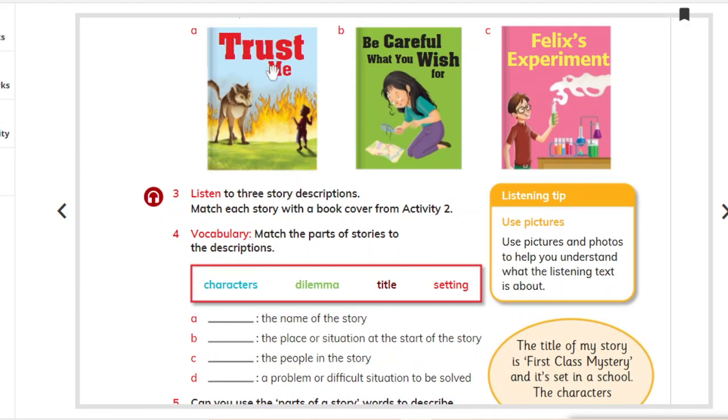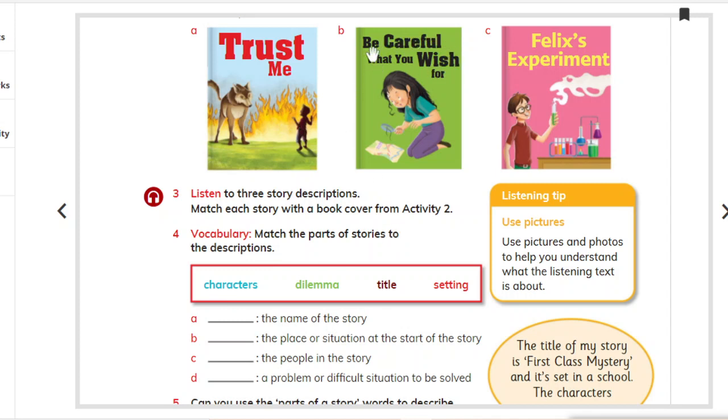So here the title is Trust Me. The setting is the year 1414, and the characters are Kai and the wolf, because that's all we know from the cover. And what is the dilemma? There is a fire and he can't find his family.